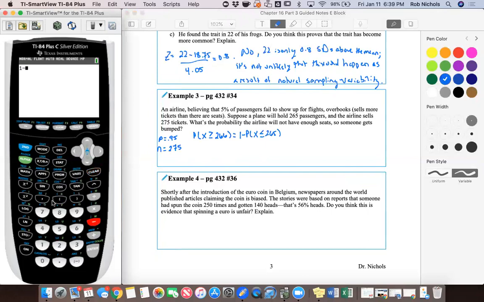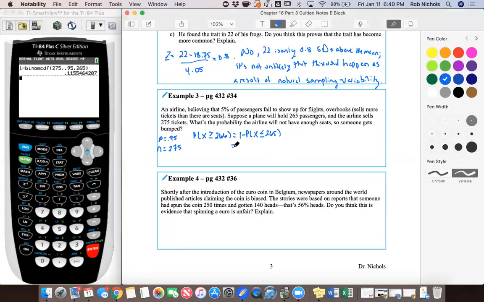1 minus second vars. I'm going to go all the way to binomial CDF. My number of trials is going to be 275. My probability of success is going to be 0.95. And I want to find less than or equal to 265. And I hit paste, and I hit enter, and I get this probability is equal to 0.116. All right, and that was the binomial.